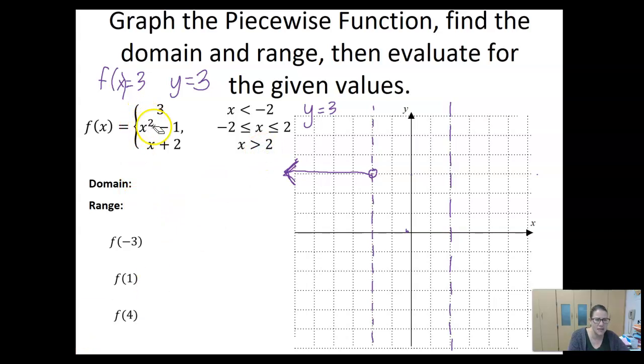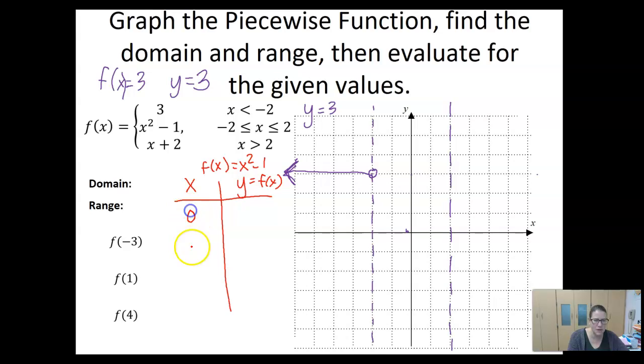Now the next function is x squared minus 1. X squared minus 1 has an x squared, which means it's going to be quadratic, right? Basically I can just choose a few values. So if I have a t-chart, here's x and here's y, and remember y equals f of x, they're the same thing. So if my function is f of x equals x squared minus 1, it's the same as y equals x squared minus 1. So I'm just going to choose a few x values to plug in. I'm going to do 0, 1, 2, -1 and -2.